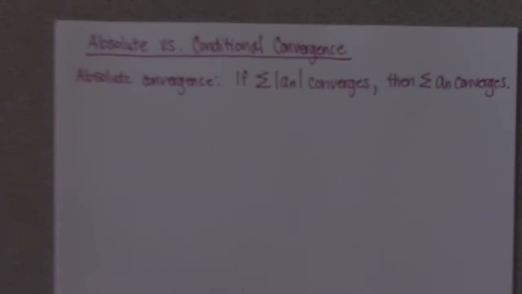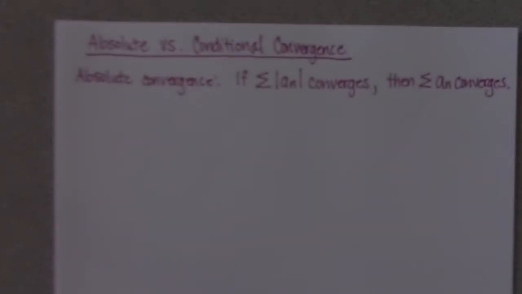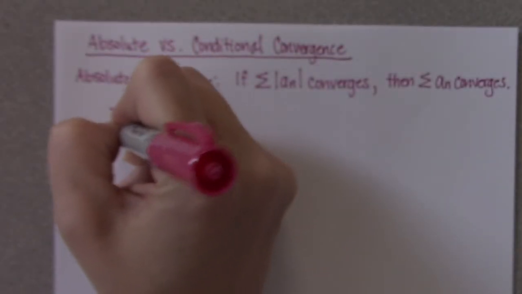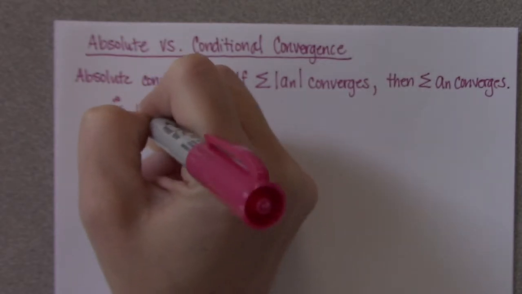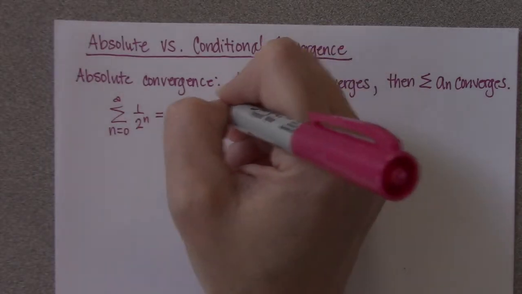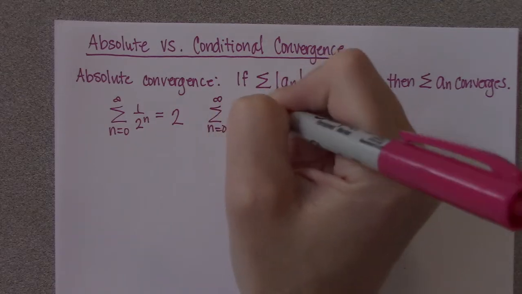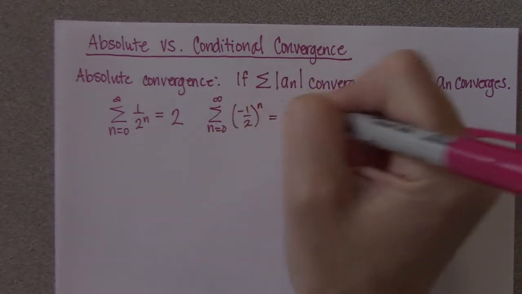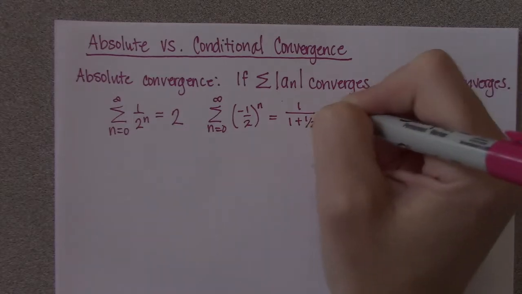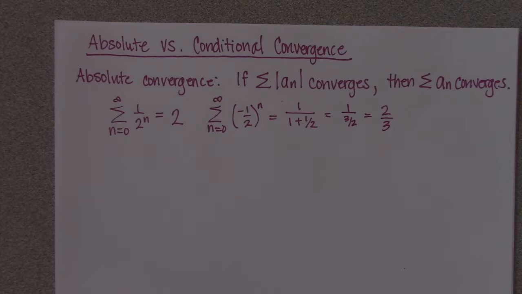So an alternating series will have a lower sum typically than the series if we remove the alternating terms. So everybody see that? A really good way to look at that would be, we all know how to sum 1 over 2 to the n. We know this sums to 2 when everything's positive. But if I alternate this series, this is 1 over 1 plus a half, which is 1 over 3 halves, which is 2/3.